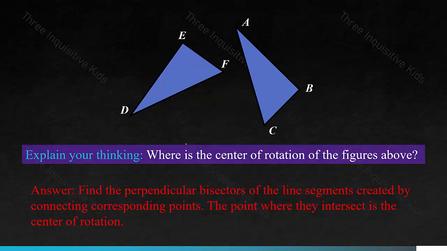Let me explain this to you. So we're first going to find the line segments created by corresponding points. We're going to connect the corresponding points. For example, we have EB, FC, and DA. Now we're going to find the perpendicular bisectors. Remember, they have to be bisectors. So this is AD. This is EB's perpendicular bisector. And the perpendicular bisector of FC is here. So this is roughly the point where they all intersect, the center of rotation.